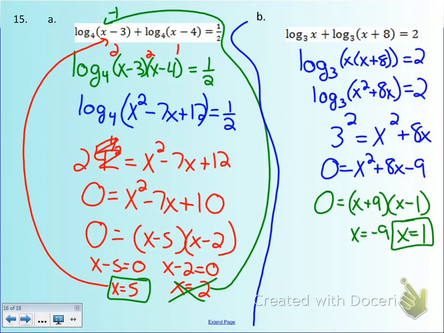You go back and check them. Negative 9 doesn't work because you plug in negative 9 plus 8. That's negative 1. You got a negative right away. That one does not work. You plug in 1 and it does work. Yay!